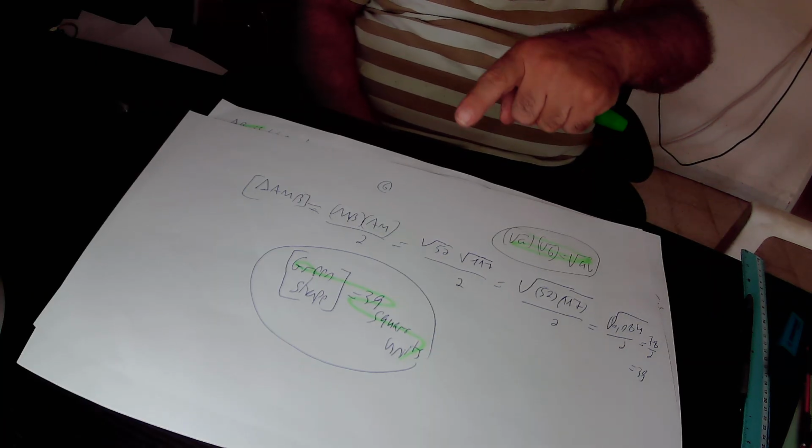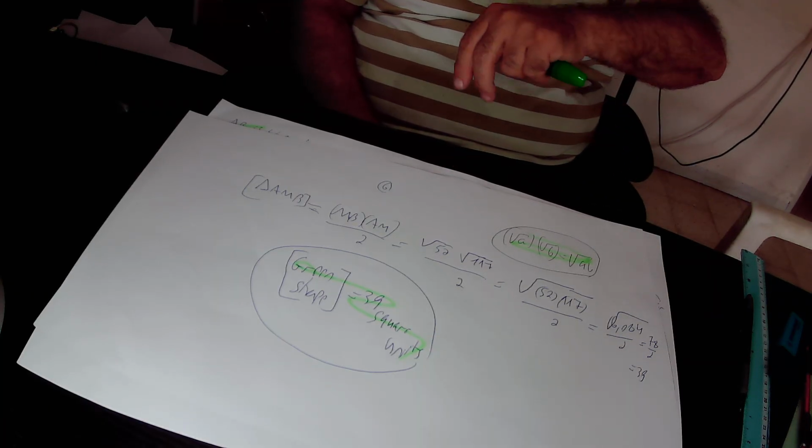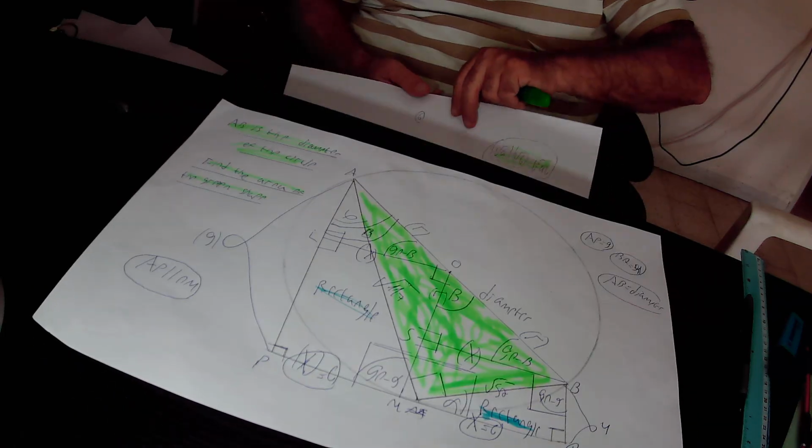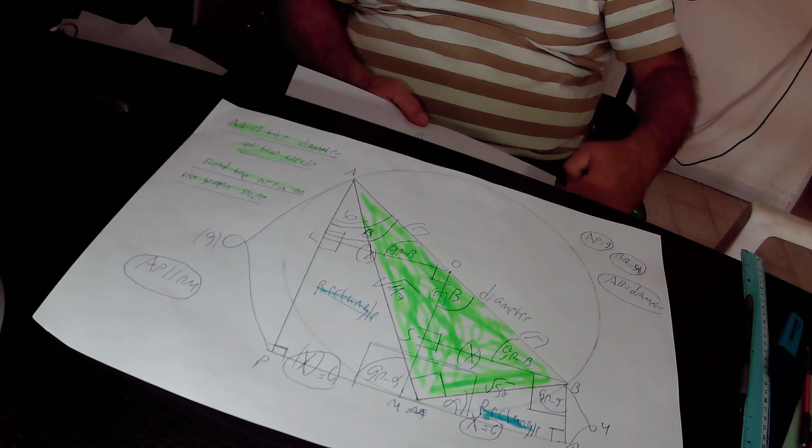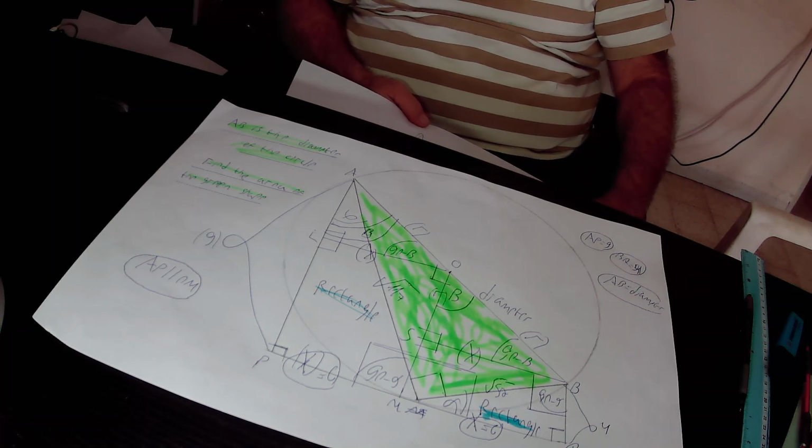So we found that the area of the green shape equals 39 square inches. To repeat, the area of this green shape is the area we are looking for in this problem, and it is equal to 39 square inches.